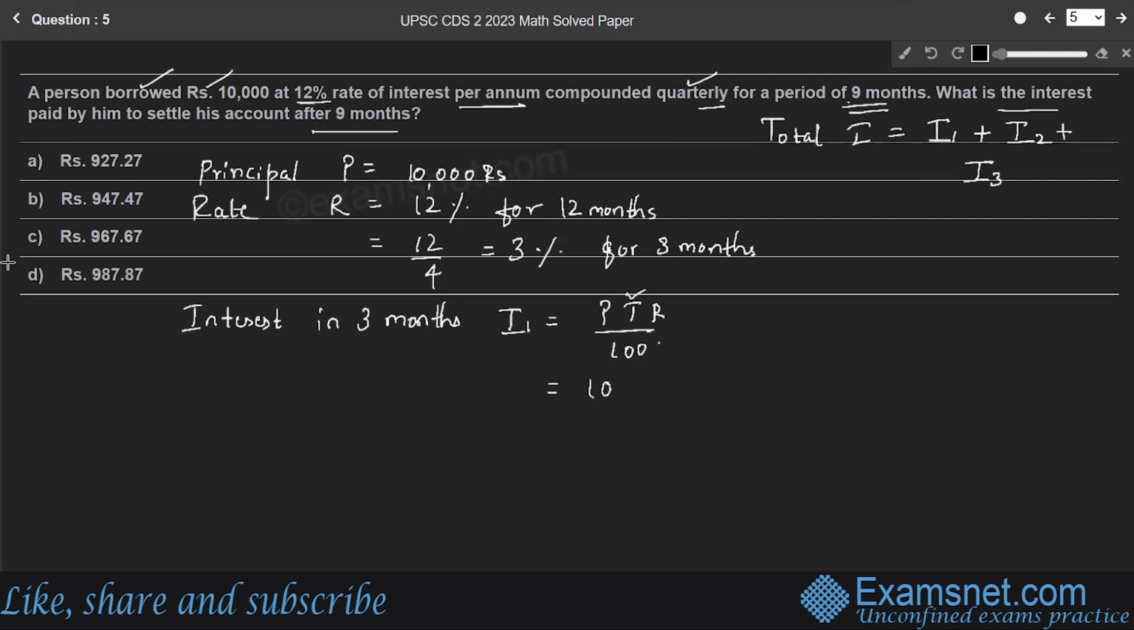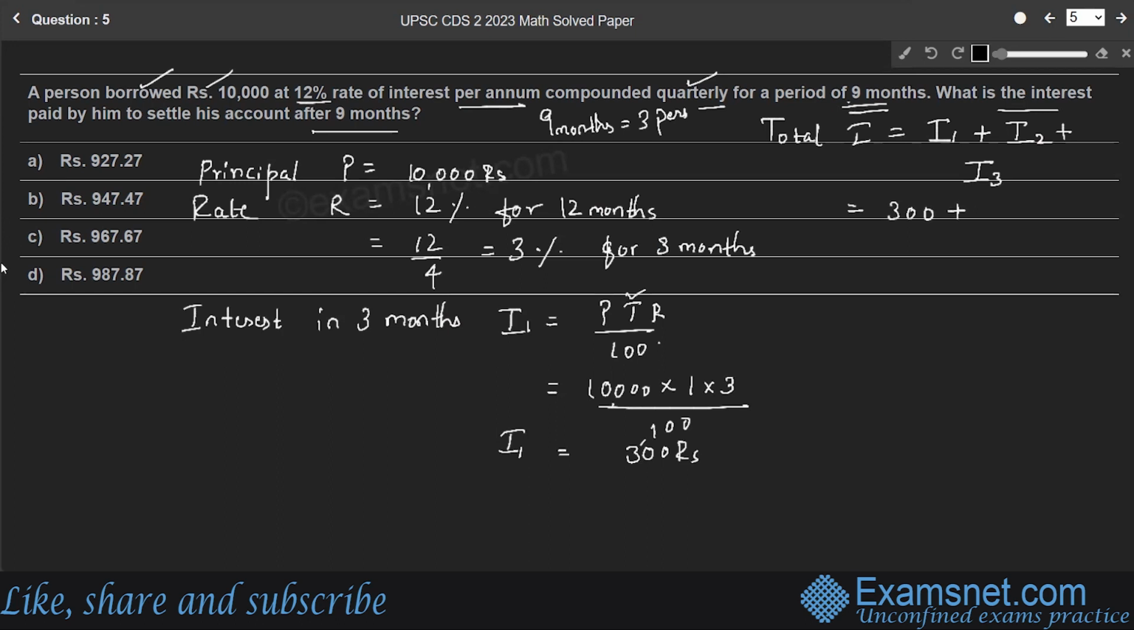Here the principal is 10,000 rupees. The time period is not 3 months; there are 3 periods, since 9 months means 3 into 3. For the first period we take t as 1 and the rate of interest is 3% by 100. Therefore, the interest paid by him in the first quarter is 300 rupees. So I1 is 300 rupees.